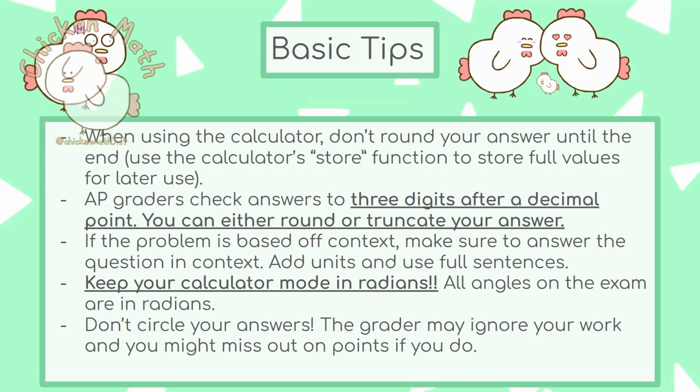All right, and speaking of rounding and truncating, for your final answers, AP graders check answers 3 digits after the decimal point. So you want to round or truncate, so cut off, at the very least 3 digits after the decimal point. So for example, 4.576. And there's actually nothing stopping you from writing the entire large number that the calculator displays, because as long as that number is accurate, you won't get marked off for writing more, but you don't want to write less than 3 digits after the decimal point.